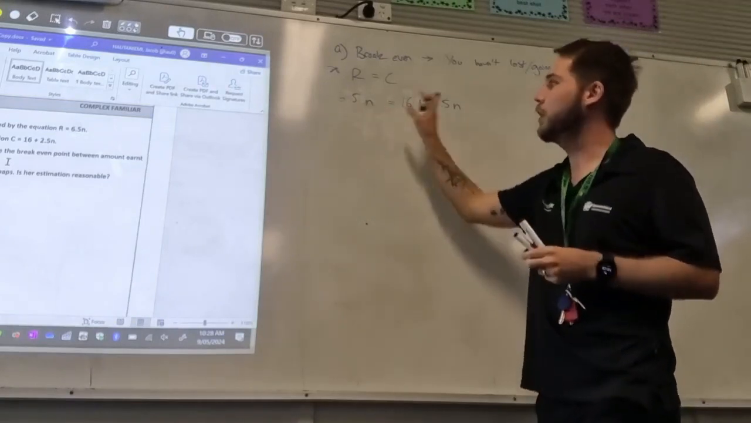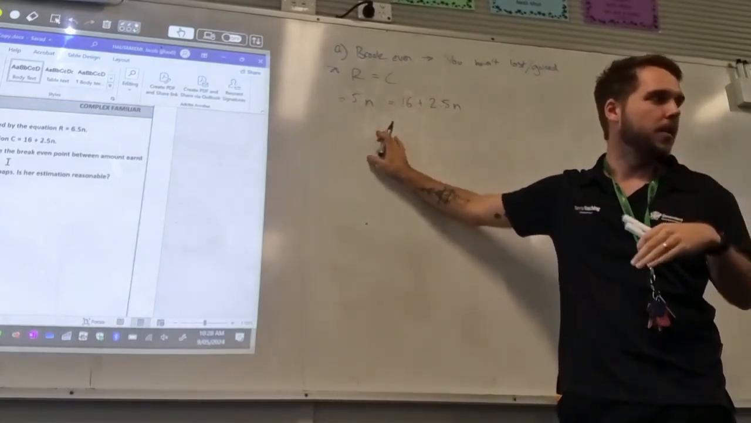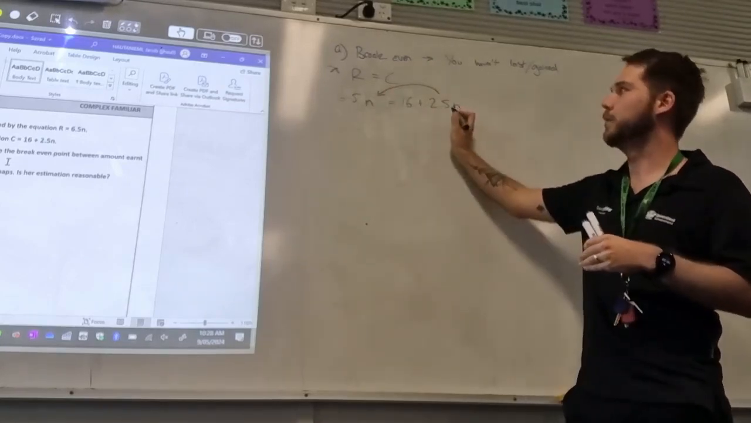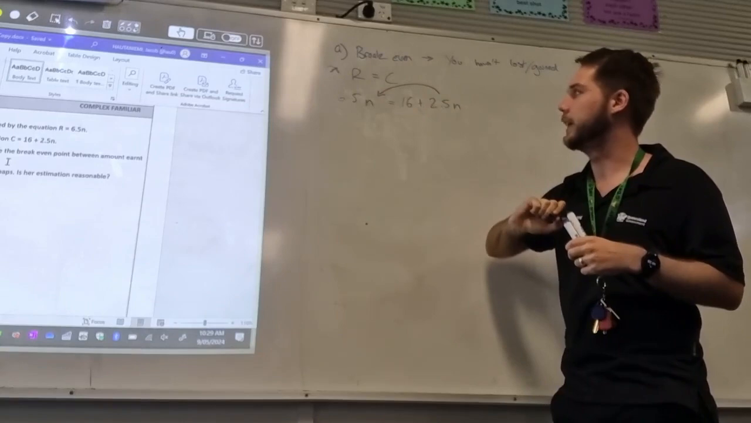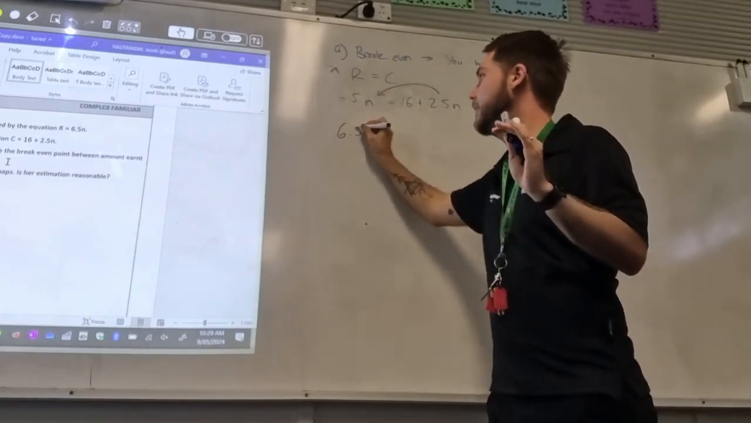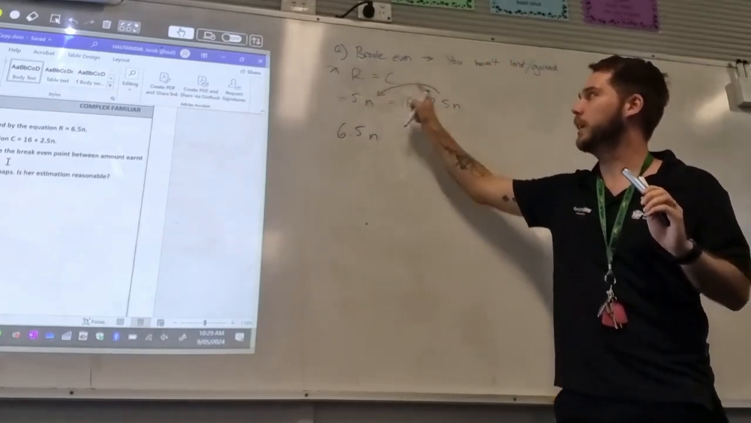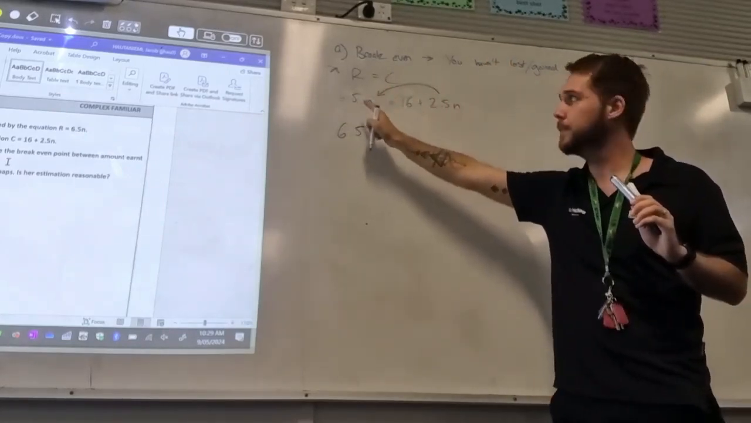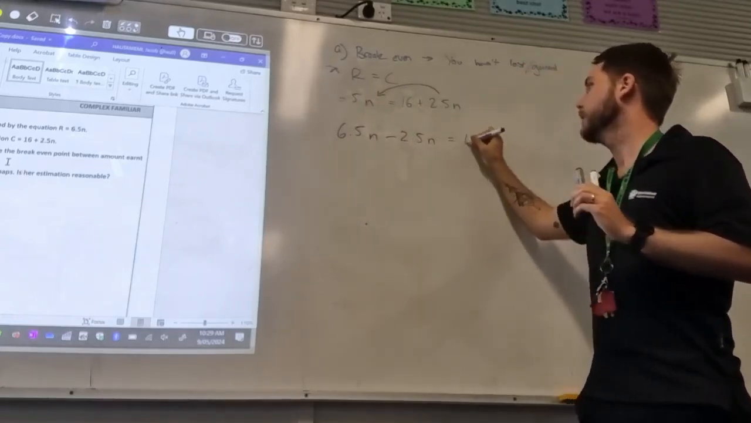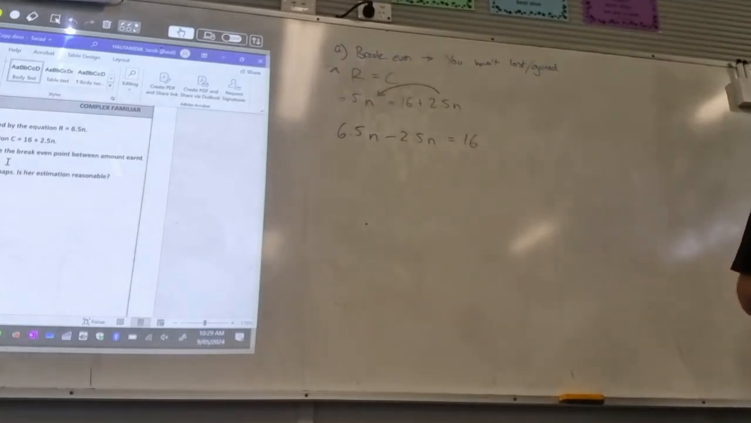Alright, I can see that I've got letters on both sides. Normally we have numbers on both sides, but because we have the letters, we want to get the letters on both sides. So I'm going to move this 2.5 over to here. I'm not going to change my 6.5. That's staying there. So 6.5n. And I'm moving this one here. It's currently positive. What's it going to become? Negative. Negative 2.5n. And that's equal to 16.